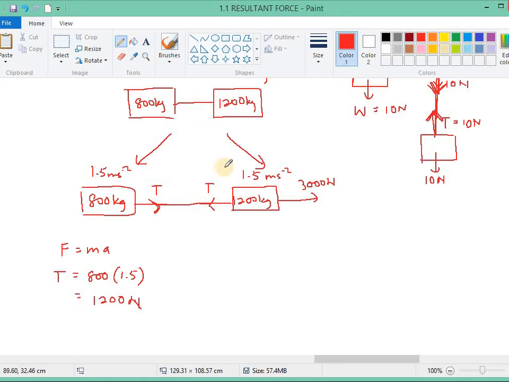Now from the perspective of the car of this 1,200 kilogram, same thing also, F equals ma. But now this force is the resultant force of these two, 3,000 and the tension. So this is 3,000 plus the tension, which is in the opposite direction, so negative T, equals the mass, which is 1,200, times the acceleration, 1.5 meter per second squared. So we will be able to calculate that the tension is, so we get the same thing, 1,200 Newton. Okay, so you see, the tension is the same, also 1,200 Newton.